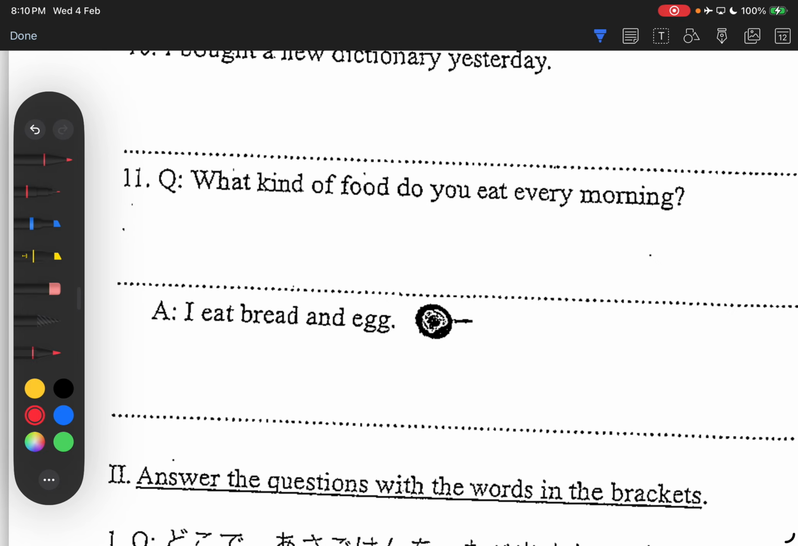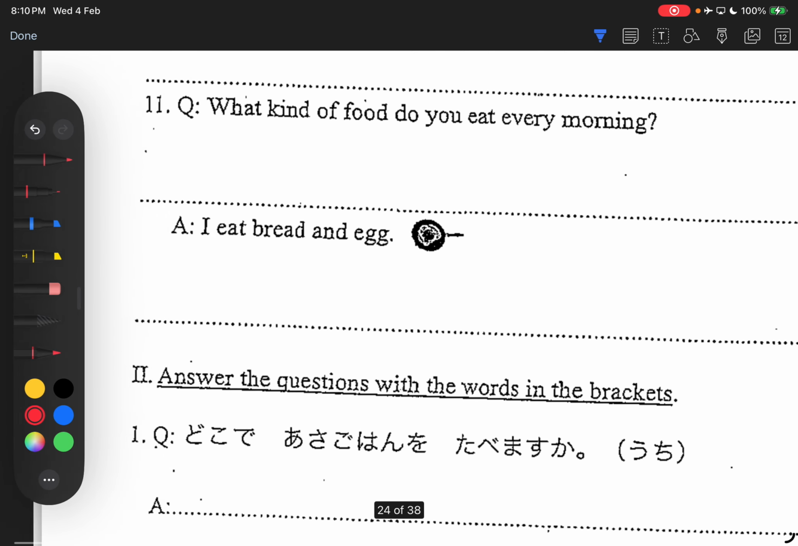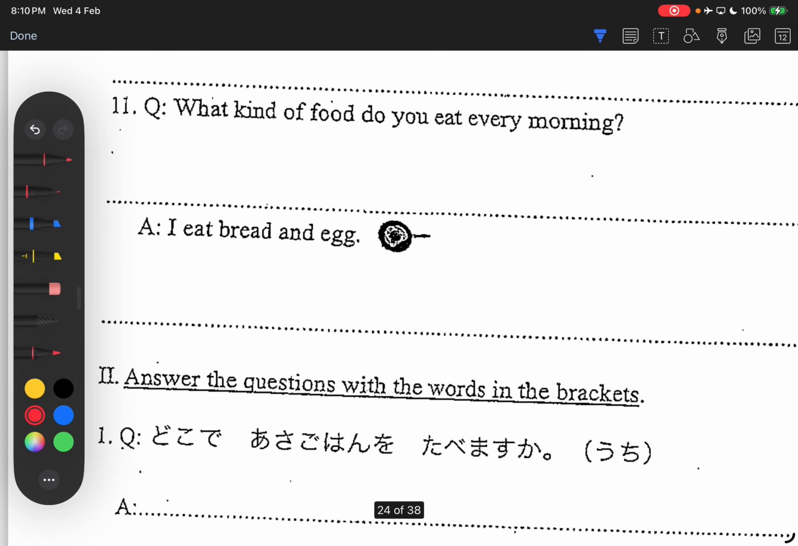I eat bread and egg. 私はパンと卵を食べます。Very good. The particle here is to. To means and. So パンと卵を食べます。The first one is to, the second particle is o. Does 私は mean I only eat bread and egg?